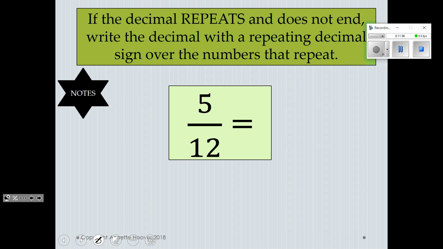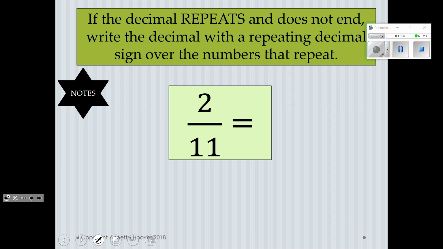Now, how do we write that when it's a repeating decimal? We use a line over the digit that repeats. So since the 6 was the digit that was repeating over and over again, we put this line over the top of it to show that it was a repeating decimal.